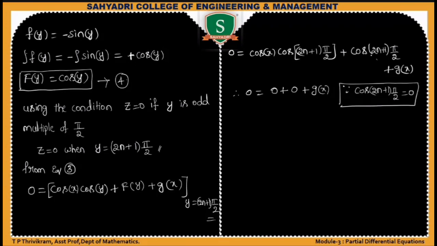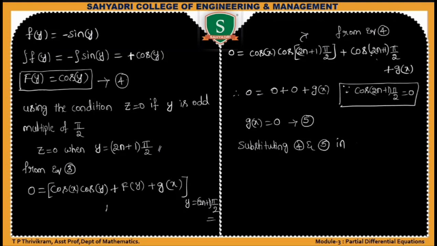Fine. So we got g of x is equal to 0. Okay. So even in this equation you can write from equation 4. From equation 4 we have substituted f of y value. Clear? So take it as equation 5. Substituting equation 4 and 5 in equation 3.